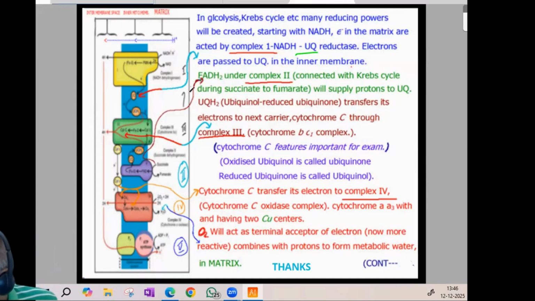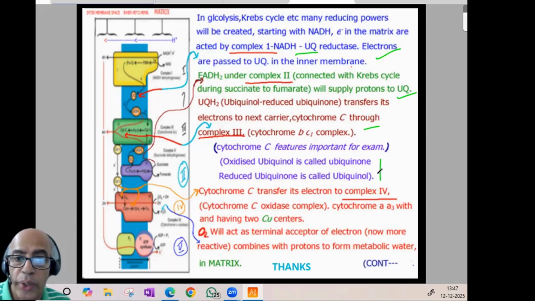Now, the complex 2 line. Complex 2 is concerned with FADH2, which comes after complex 3, but for continuation I just wrote it there. FADH2 under complex 2, connected with the Krebs cycle during succinate to fumarate, will supply electrons to ubiquinone. Reduced ubiquinone is called ubiquinol. It transfers its electrons to the next carrier, cytochrome C, through complex 3, the cytochrome bc1 complex. Cytochrome C features I already told you, an important one. Oxidized ubiquinol is called ubiquinone; reduced ubiquinone is called ubiquinol. Cytochrome C transfers its electrons to complex 4. So 1, 2, 3, 4, but the arrangement is 1, 3, 2, 4.